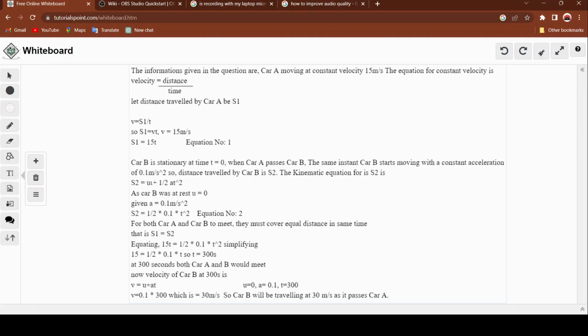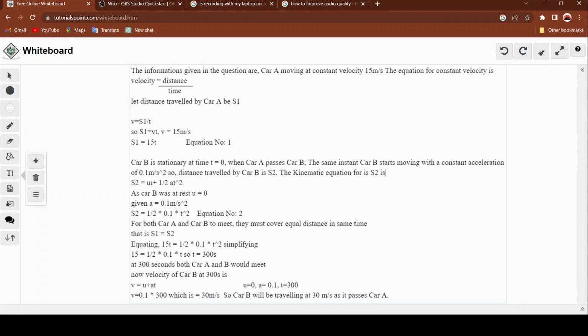If you solve for t, keeping t on the right hand side and taking the numbers to the left hand side of the equation, you will get t is equal to 300 seconds. That is what we have understood: t is equal to 300 seconds. At 300 seconds both car A and car B would meet. Now we want to find the velocity of car B when they are meeting each other.